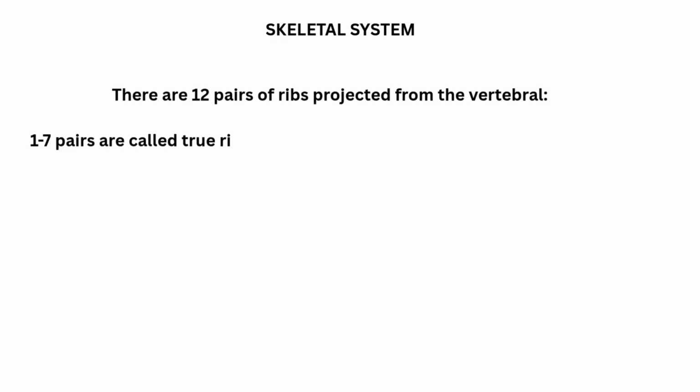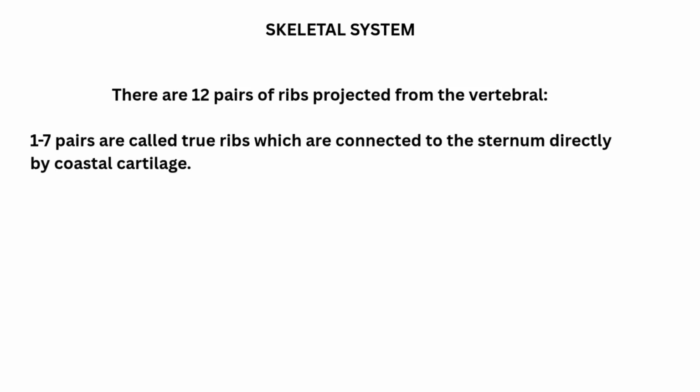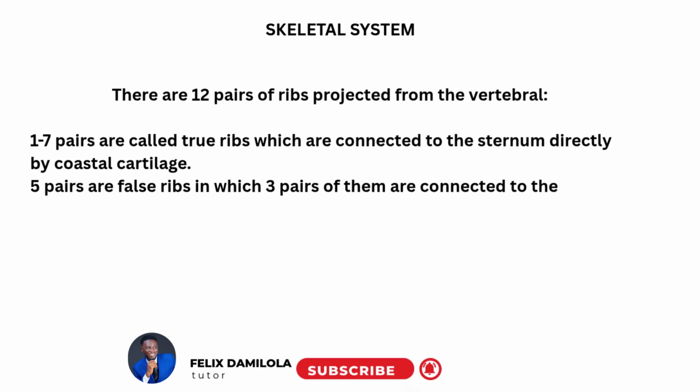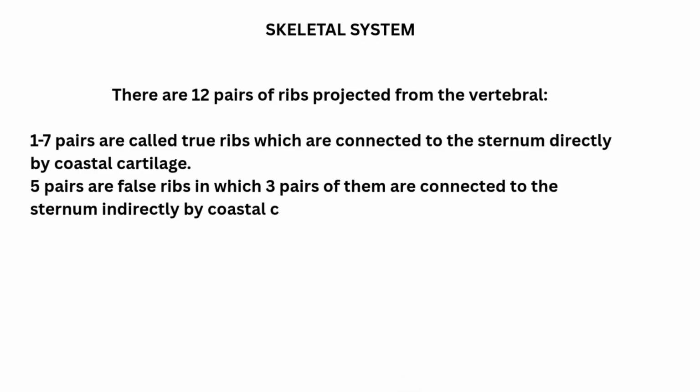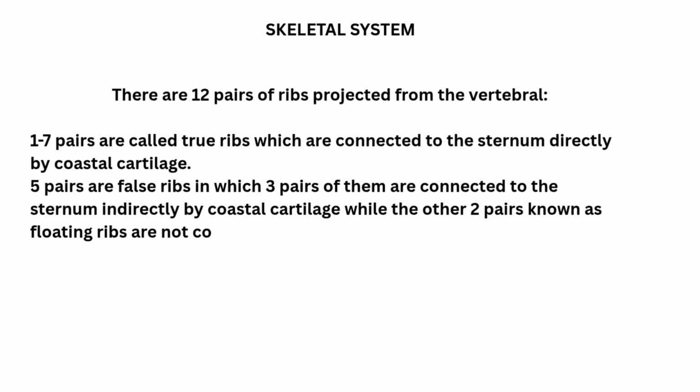There are 12 pairs of ribs projecting from the vertebrae. 1 to 7 pairs are called true ribs, which are connected to the sternum directly by costal cartilage. 5 pairs are false ribs, in which 3 pairs of them are connected to the sternum indirectly by costal cartilage, while the other 2 pairs, known as floating ribs, are not connected to the sternum at all.